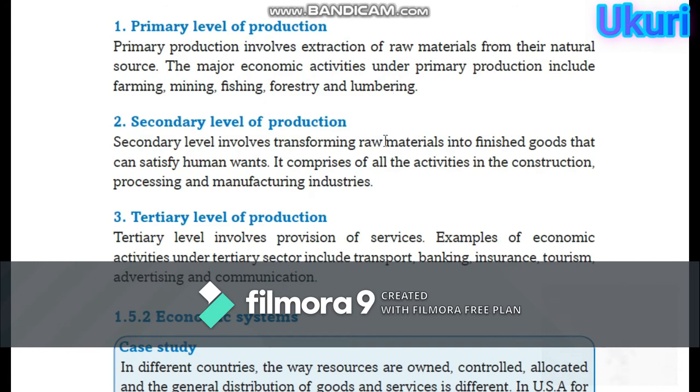So the secondary level of production. The secondary level involves transforming raw materials into finished goods that can satisfy human wants.